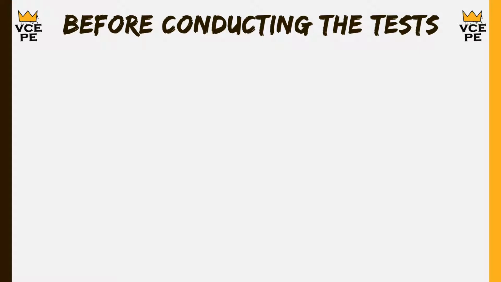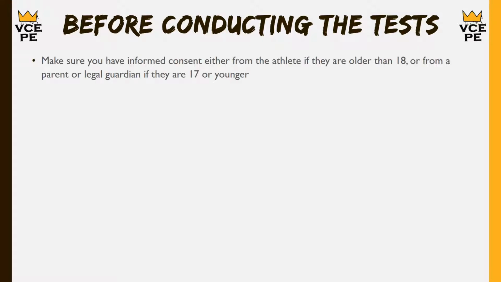Now, before we start tests, there's a couple of things that we do need to do. And the first one here is to make sure that you get people to have informed consent. Informed consent means that they know about the risks that are involved from undertaking fitness testing and that they've signed off that it's okay.